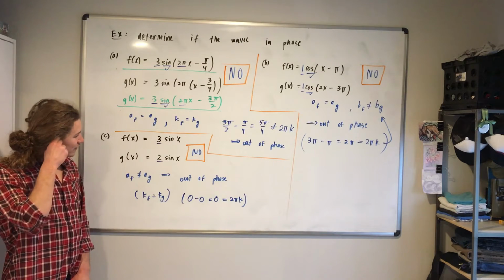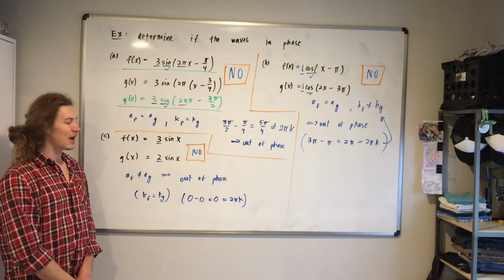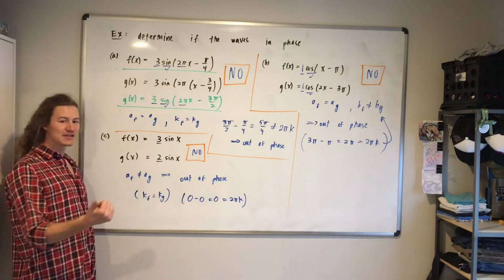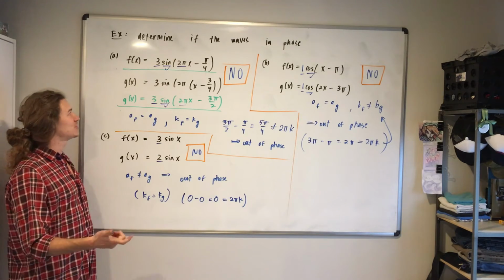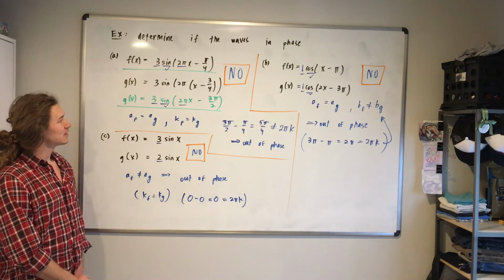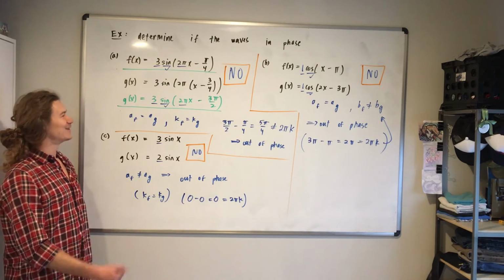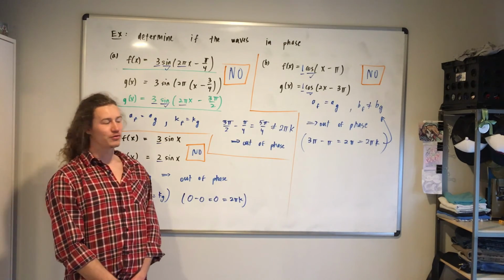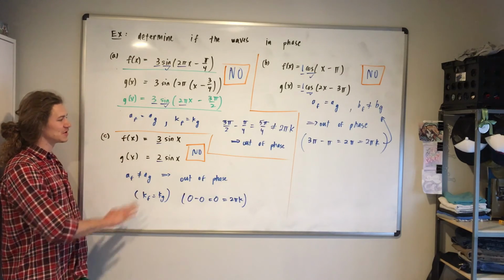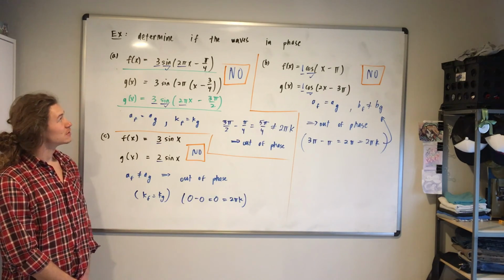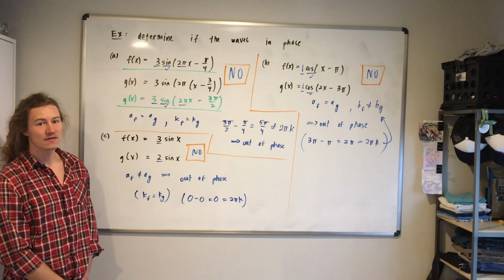So again, if we have in-phase waves, we should have matching amplitudes, we should have matching plus or minus signs for our a values, matching sine or cosine, and then matching k values, and finally the difference of our phases should be some multiple of 2 pi. And in all these cases we can see that's not true, or at least one of those conditions is not true. Therefore we answer no, none of these waves are in phase.